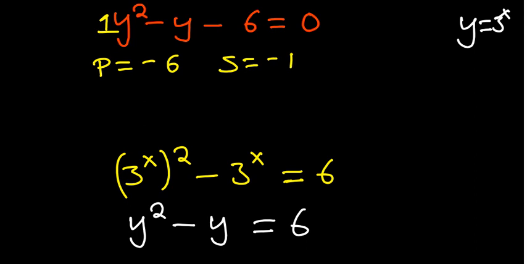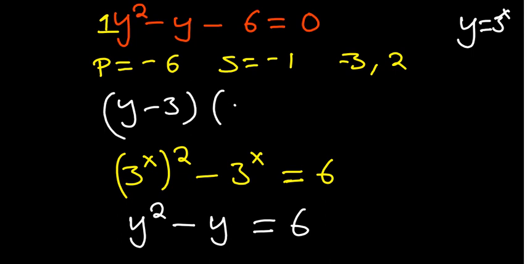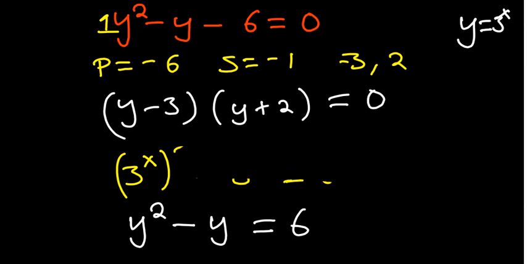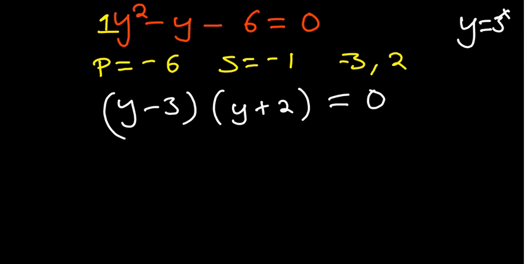What two numbers can you multiply to give you that, and add them to give you a negative 1? So 3, negative 3, and a 2. Therefore, after factorizing, we are going to have y minus 3 and then y plus 2 is equal to 0. That implies our solutions for y is equal to 3 and then y is negative 2.